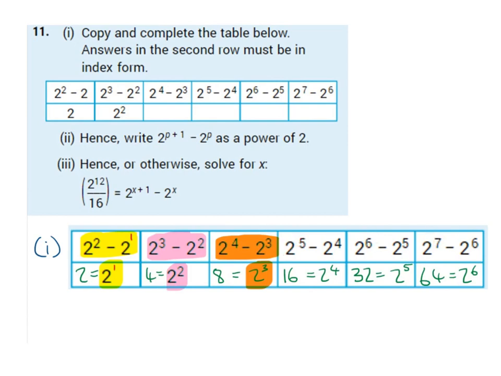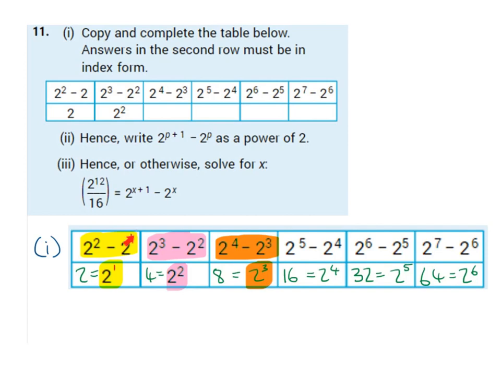So each of those first numbers, the number that comes after it, the number that's subtracted, the power is 1 less. So 2 minus 1 is 1, 3 minus 1 is 2, 4 minus 1 is 3, 5 minus 1 is 4, 6 minus 1 is 5, and 7 minus 1 is 6. And in the same way, we could say 6 plus 1 is 7, 5 plus 1 is 6, 4 plus 1 is 5, 3 plus 1 is 4, 2 plus 1 is 3, and 1 plus 1 is 2. So there's a pattern. Now let's have a look at the answers.